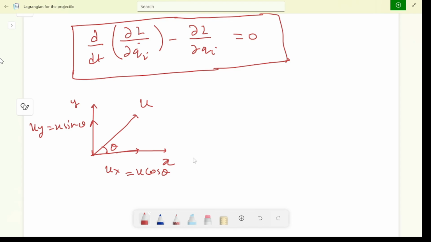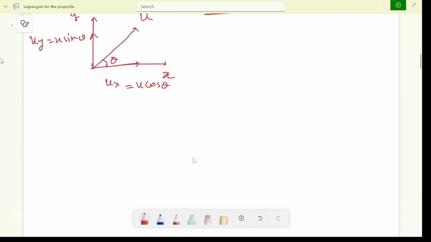So clearly this projectile has 2 degrees of freedom, right? I should write this down. Degrees of freedom is 2, one along the x-axis and one along the y-axis.